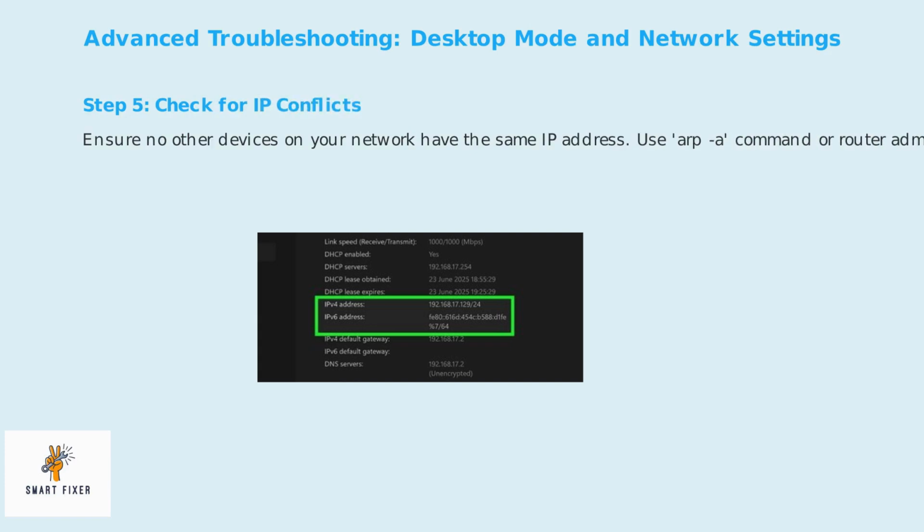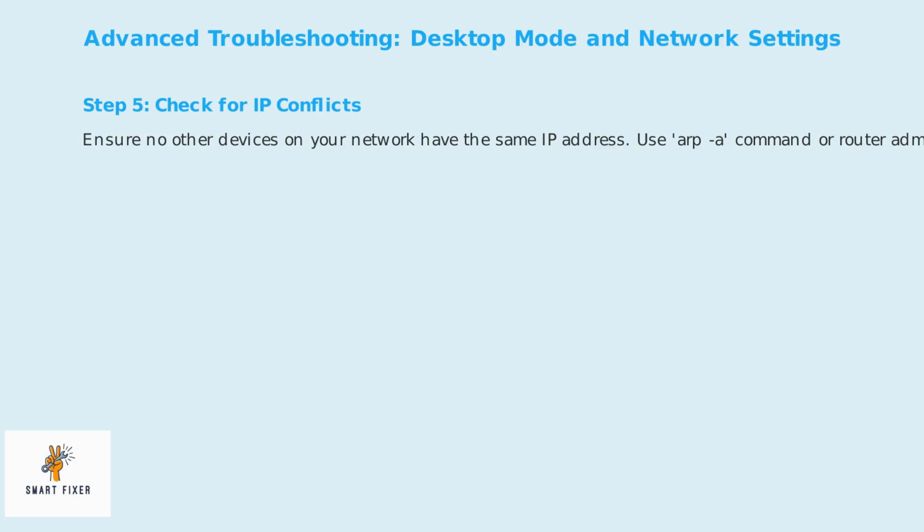Finally, check for IP address conflicts on your network. If another device has the same IP, it can cause connection issues. Use the command "arp -a" in the terminal to see connected devices, or check your router's admin panel to ensure unique IP assignments. Firewall and router settings can sometimes block your Steam Deck from accessing the internet, causing error code 105.